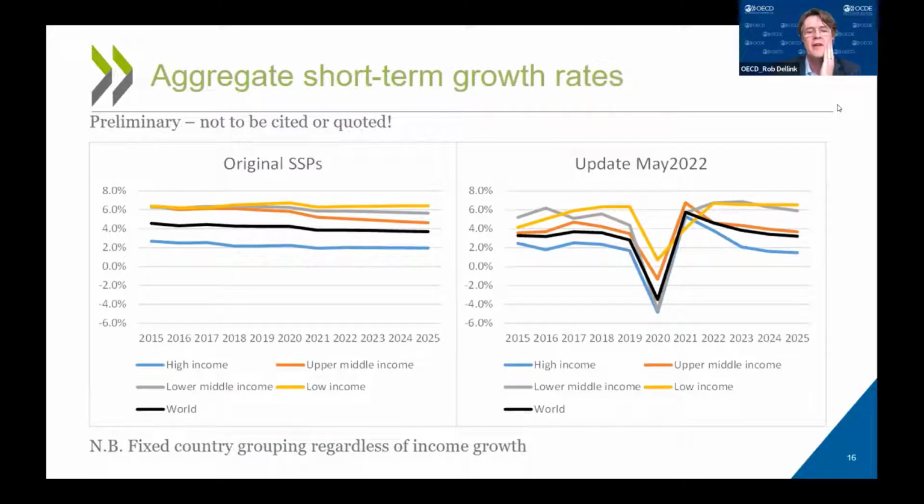So on the short-term growth rates, the original SSPs, of course, didn't project a COVID crisis. And you can see that short-term growth rates have been quite volatile, and everybody knows this. But if you look at the order of the different regions, so this is high income, upper middle, lower middle, and low income countries, the order is not that bad, actually. And it's more of a temporary crisis, as we see, than that this has really shifted around and has caused major differences across the different income groups.